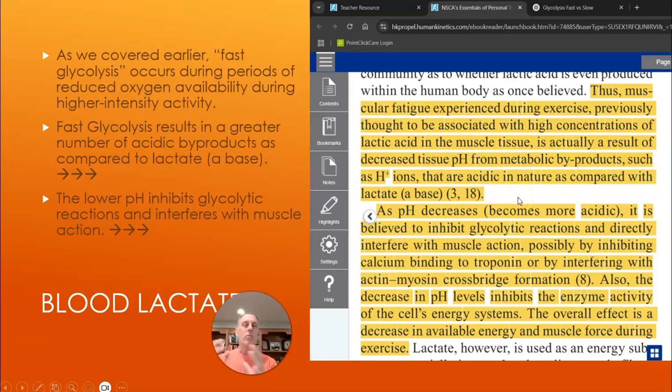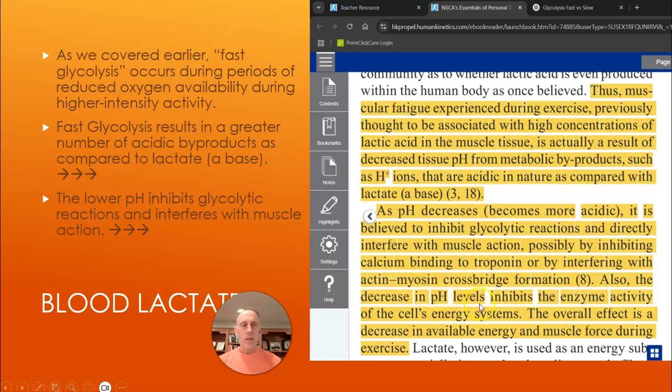So as pH decreases, meaning we become more acidic, it is believed to inhibit the glycolytic reactions and directly interfere with muscle action, possibly by inhibiting calcium binding to troponin, or by interfering with the actin-myosin cross-bridge formation. You recall that from Module 1, where we have those little cross bridges that are rowing to pull the Z lines, the in-between the Z's, everything's pulled into the middle, the M line. So what happens is the actin-myosin cross-bridge formation can't happen because of the pH level.